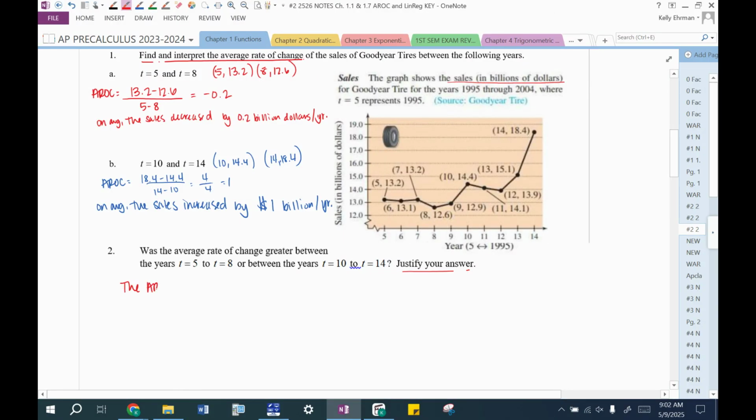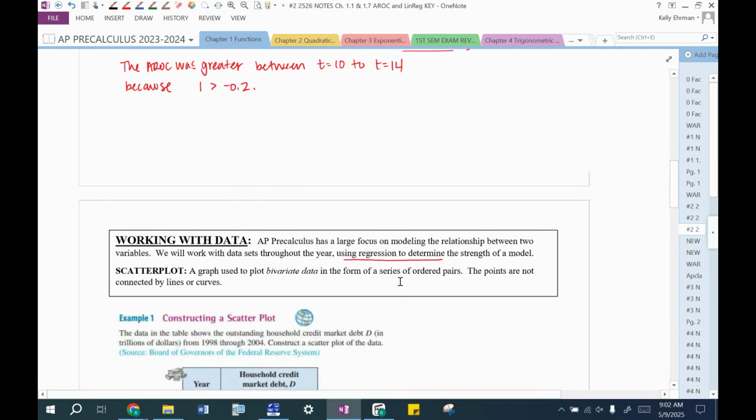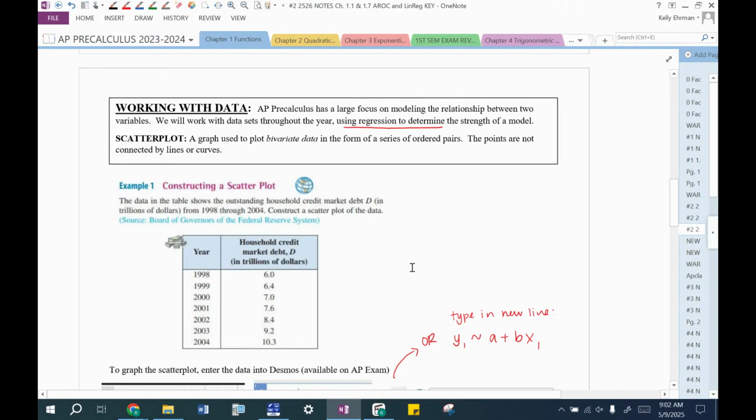So the AROC was greater. It's good to just restate the question basically in your answer. Between t equals 10 to t equals 14. Why? Because, just show the numbers. This is proof enough. Because 1 is greater than negative 0.2. That's it. That's all you have to write. Nothing crazy. Okay?